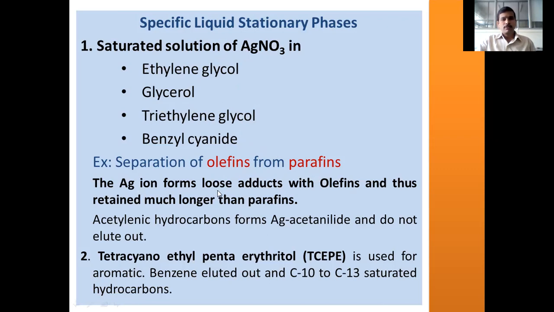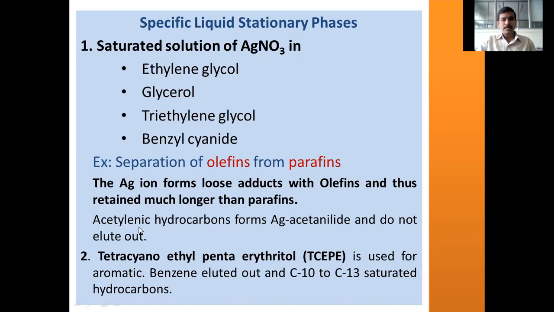Silver ion forms loose adducts with olefins rather than paraffins, right? So olefins will have a greater ability to react with silver to form loose adducts. Therefore, olefins are attracted by silver, not the paraffins. So paraffins are eluted first, and olefins will be eluted last.